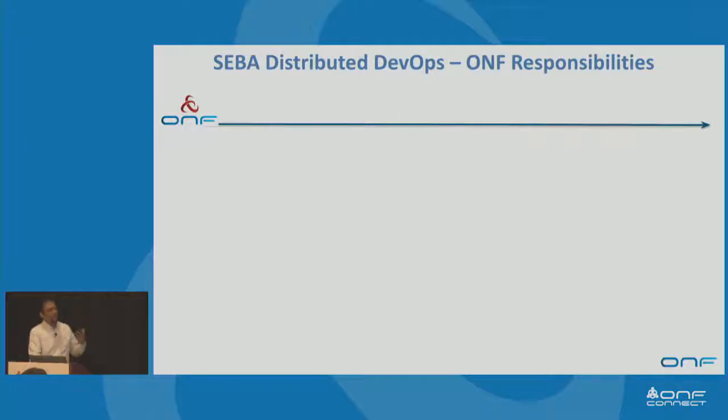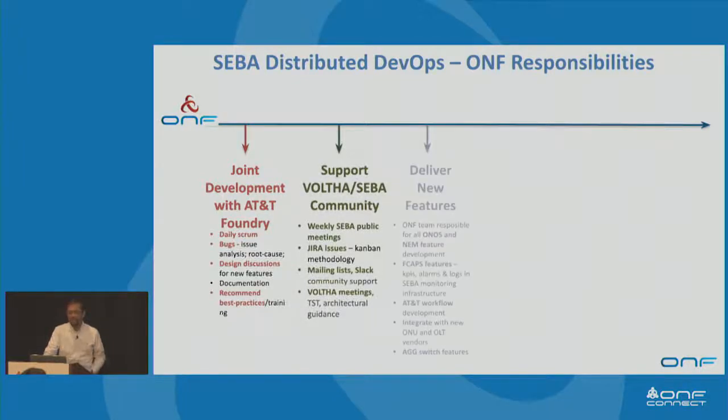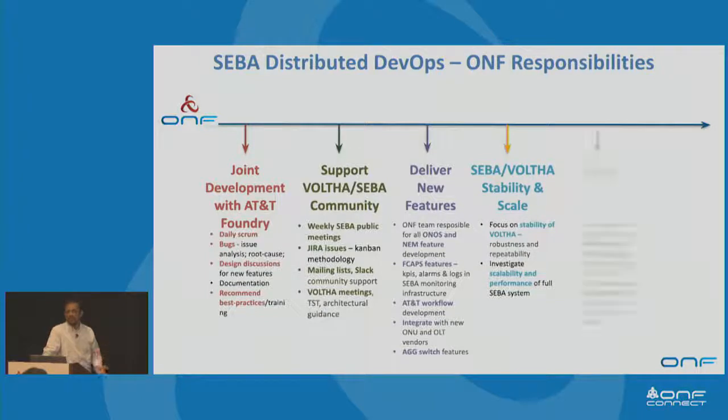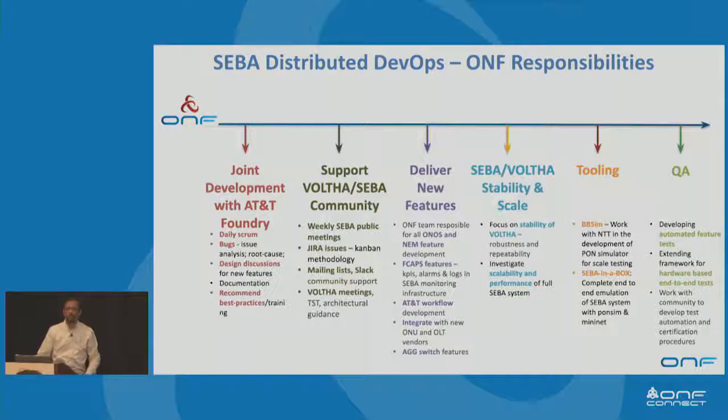So when you look at that, we organize the community in terms of brigades, but ONF itself does a lot of things, whether it's working with the community, as I said, in terms of the brigades, or working with one of our operator partners, or delivering new features ourselves, worrying about the tooling like BBSim for Volta's and SEBA's stability and scalability, or measuring it, BBSim, SEBA-in-a-Box that you're using right now as part of this tutorial, and also performing QA. These are all ONF team member responsibilities in SEBA and Volta.